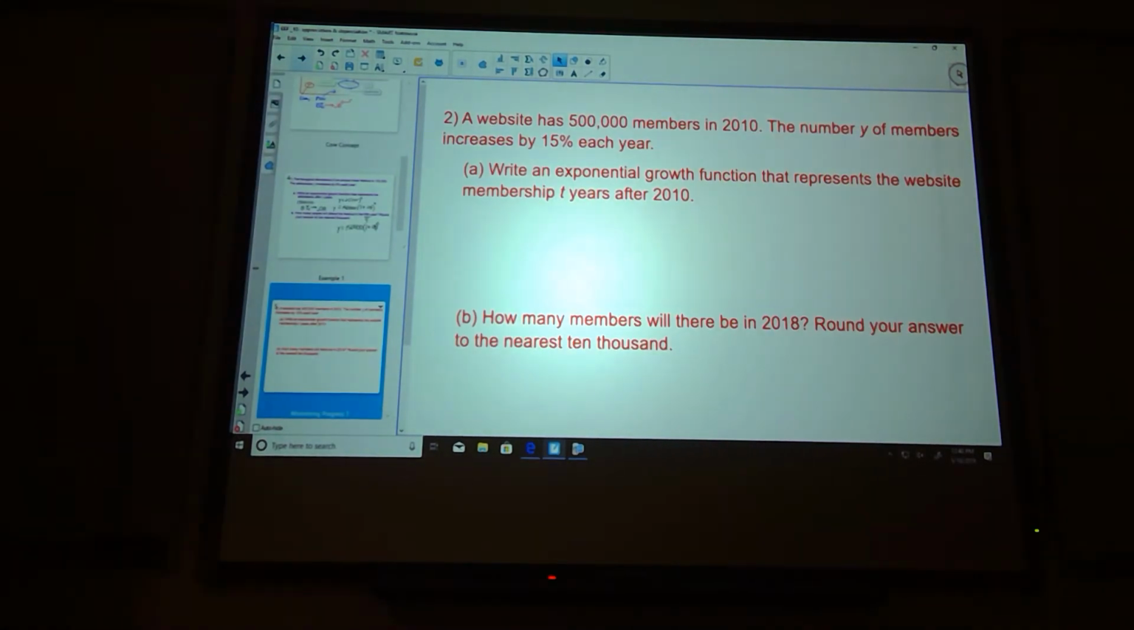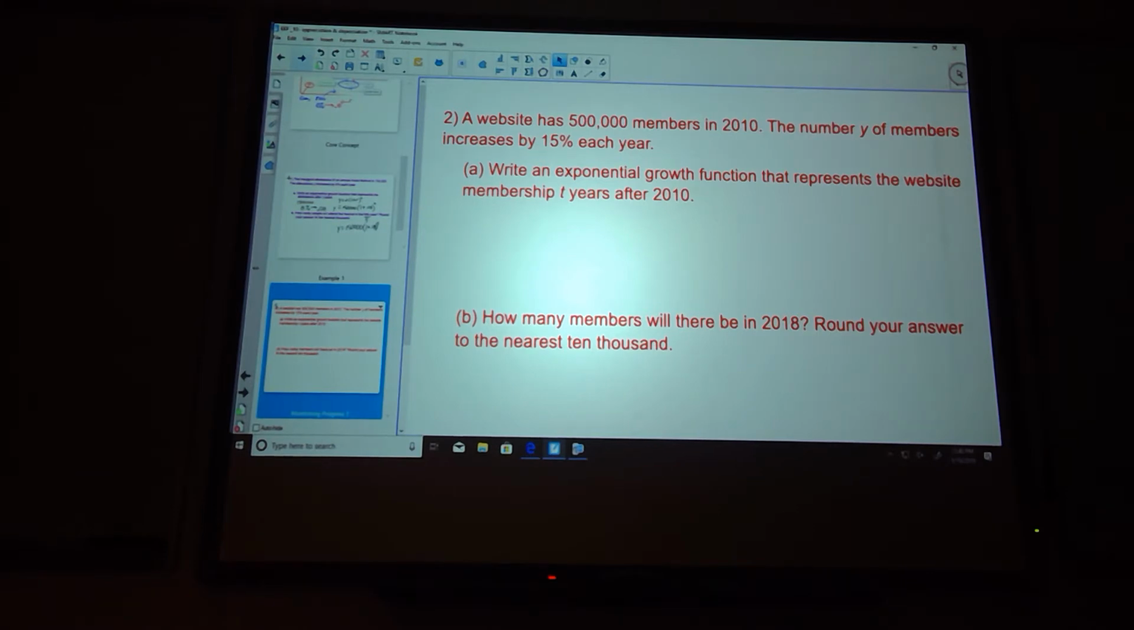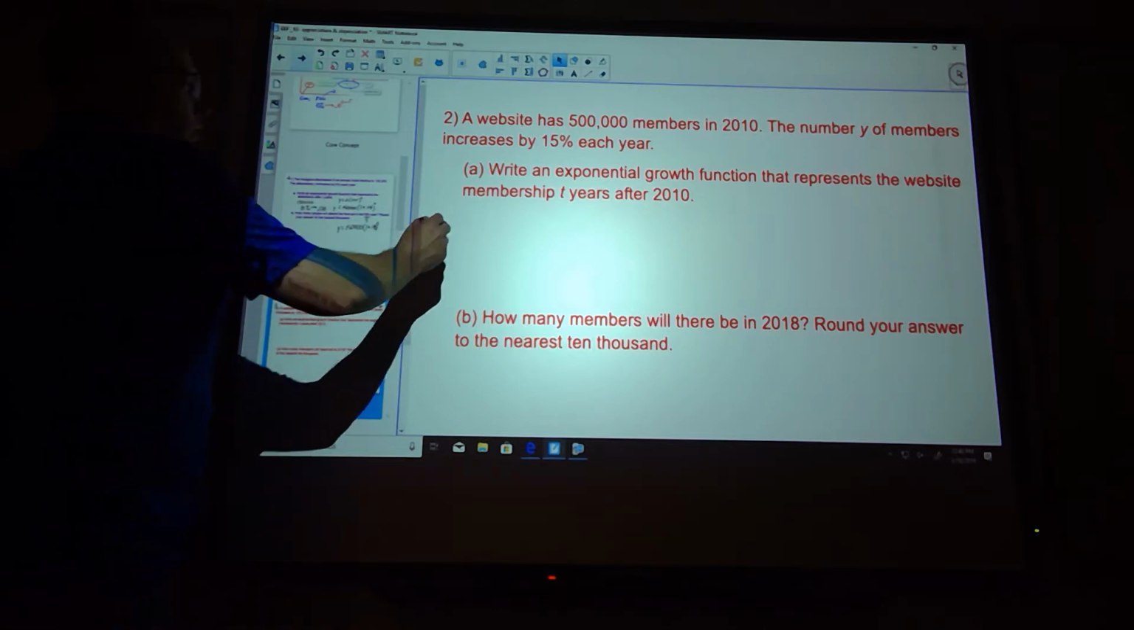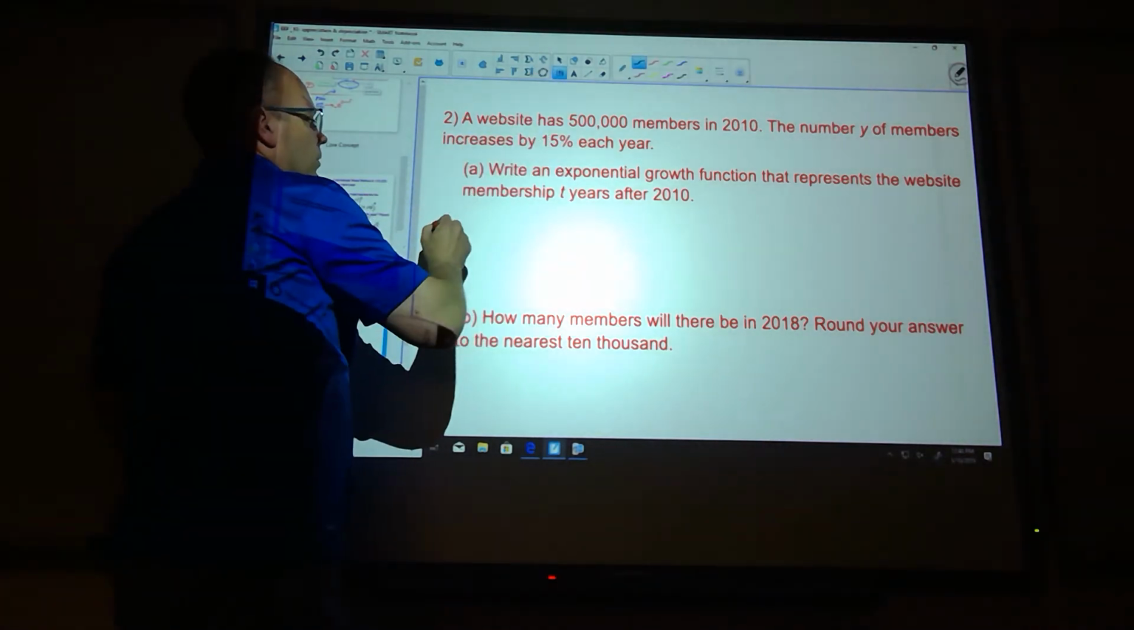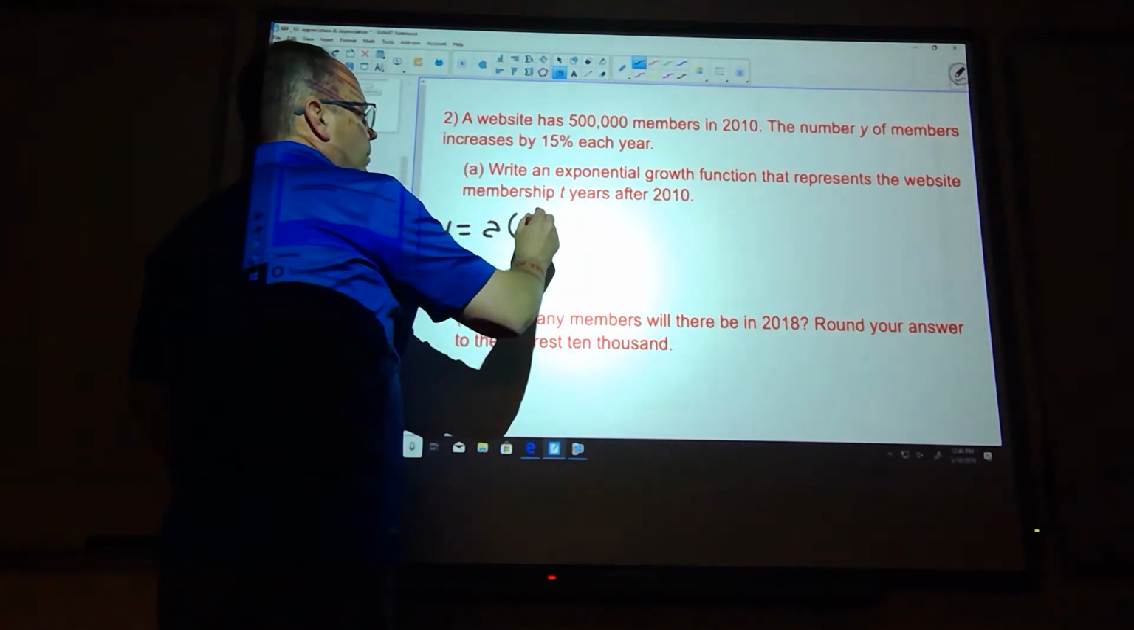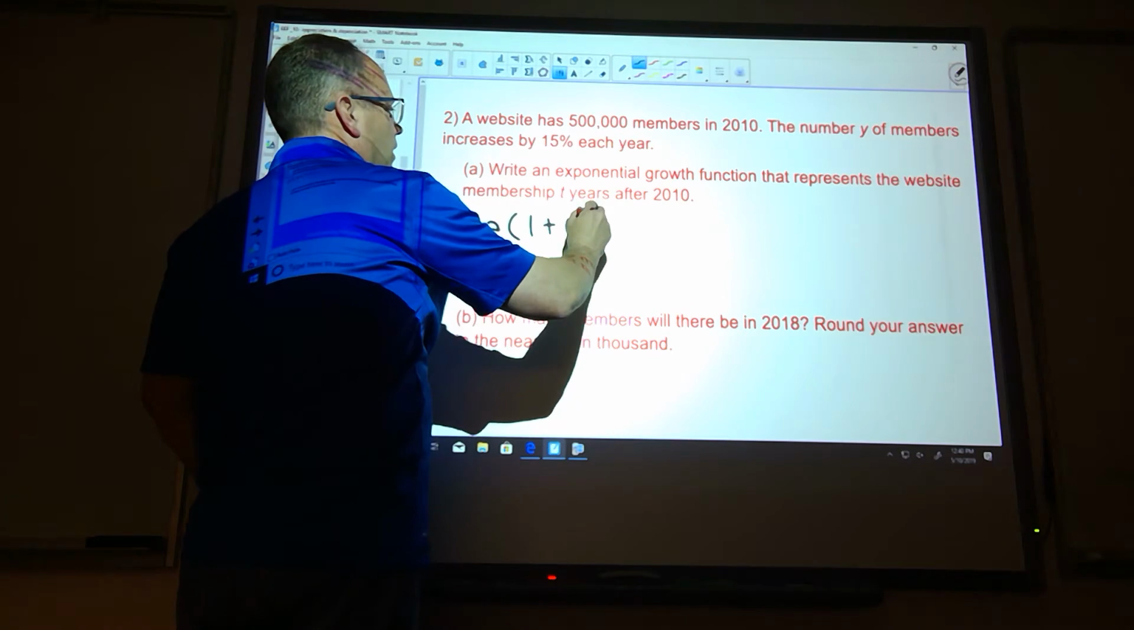All right. A website has 500,000 members in 2010. The number of members y increases by 15% each year. So again, I'm going to use this equation. Let's go back to this. y equals a(1 plus r) raised to the t.